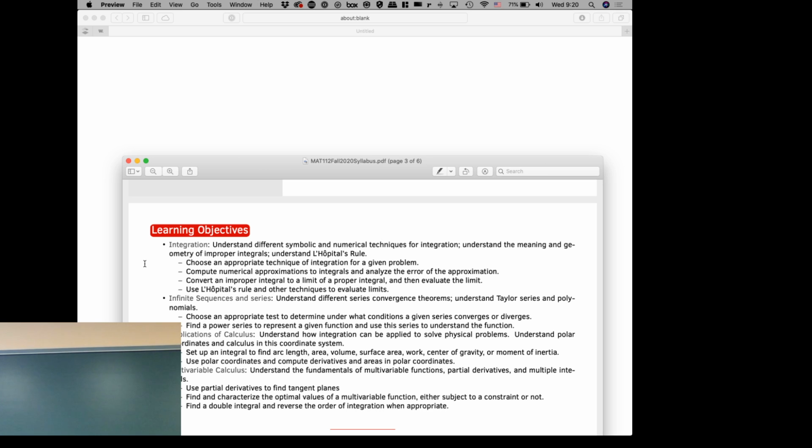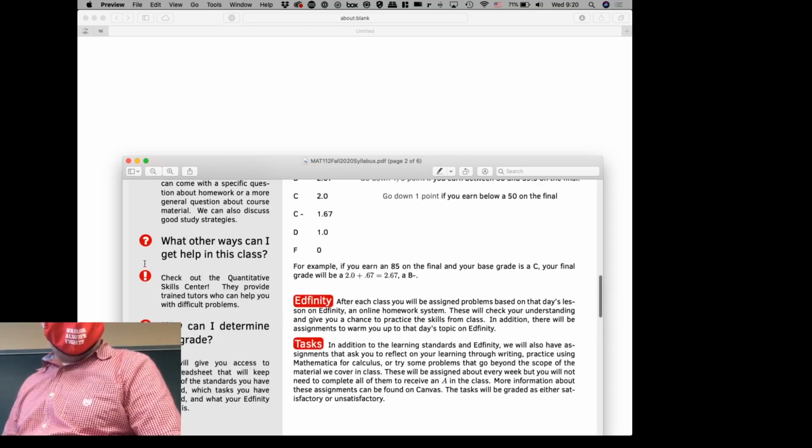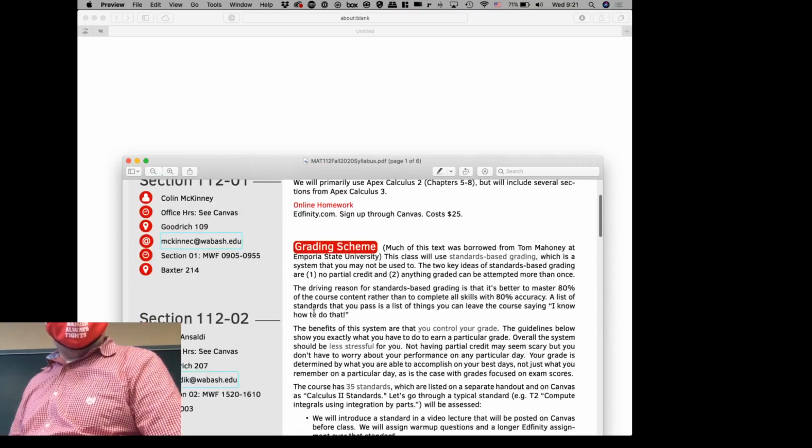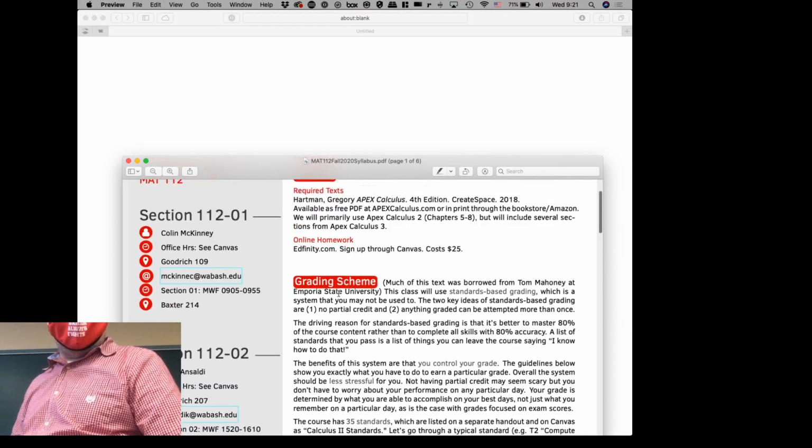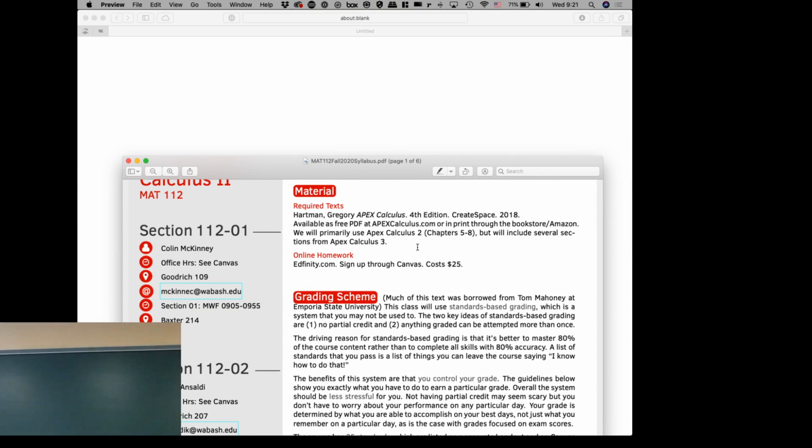So anyway, there's the list of topics. Let me make sure I hit anything else. Grading scheme, our info, textbook. If you want the print one, it's the yellow one, and make sure it says 4.0. The Calc 1 one is, I think, red. We will use a few sections from the Calc 3 one, but you can get PDFs of these for free online, just go to apexcalculus.com.